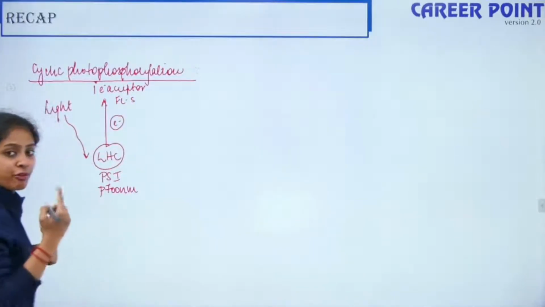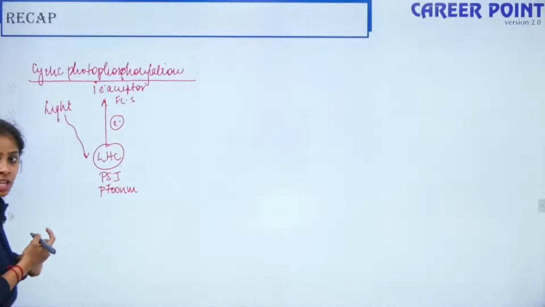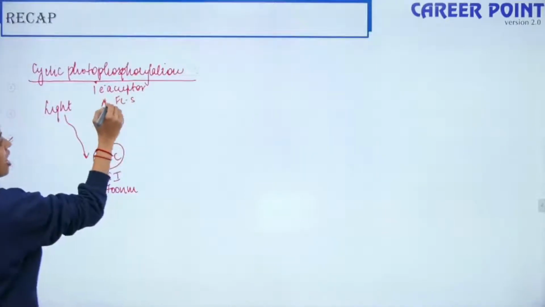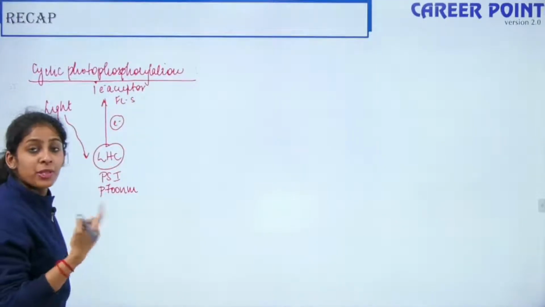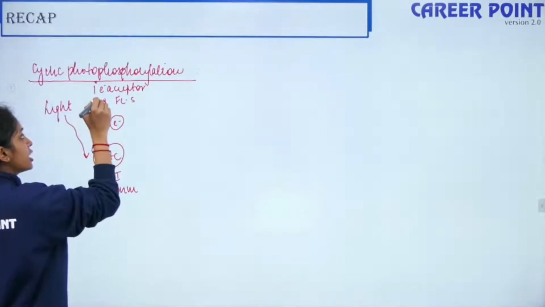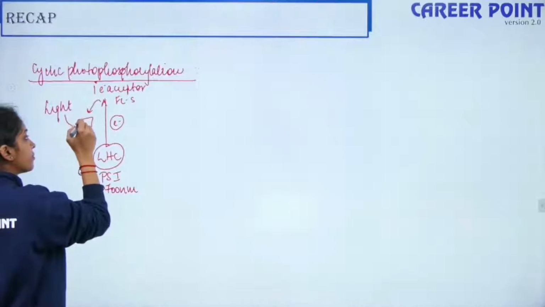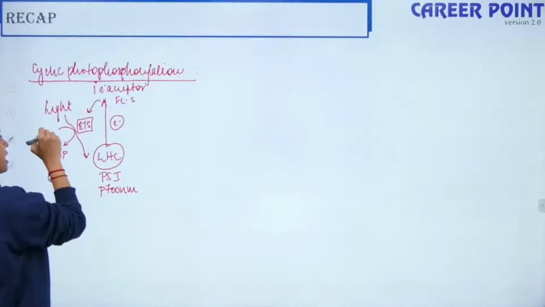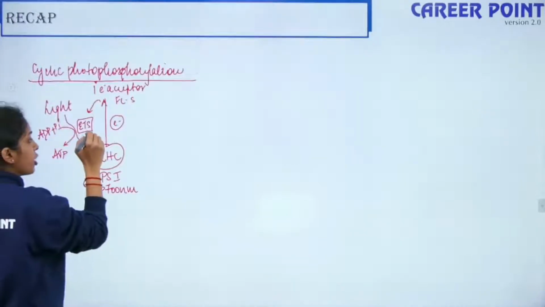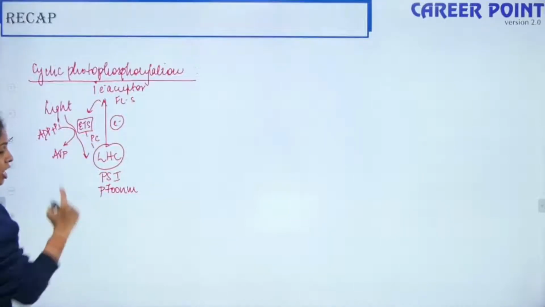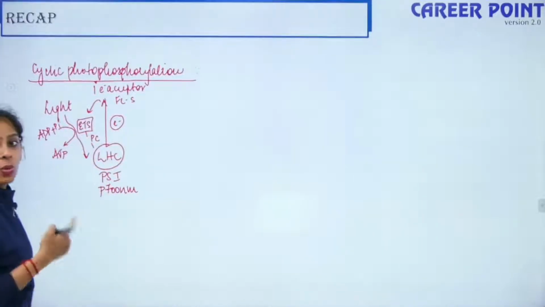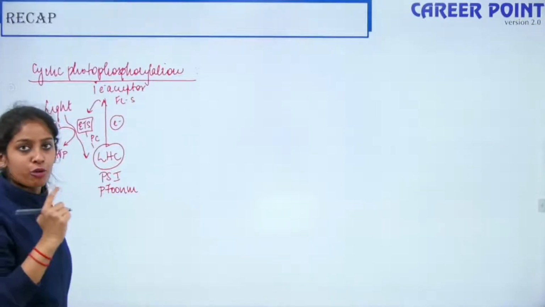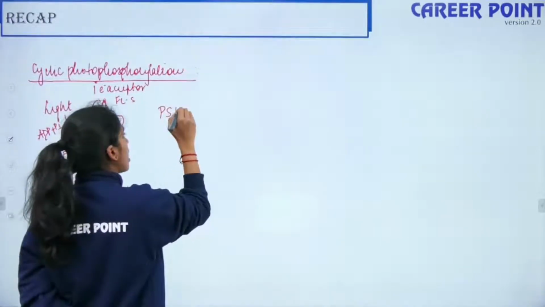But in cyclic photophosphorylation, what happens? The electron does not help in the reduction of NAD+, but instead it cycles back to the ETS. When it cycles back to the ETS, your ATP is produced from ADP plus Pi. Then it goes to plastocyanin and it comes back. So the electron keeps cycling. This is why it is called cyclic photophosphorylation. Also please understand, in cyclic photophosphorylation, only PS1 is involved.